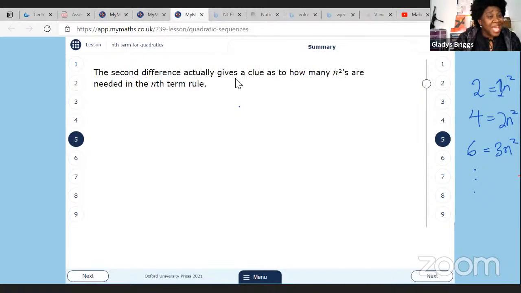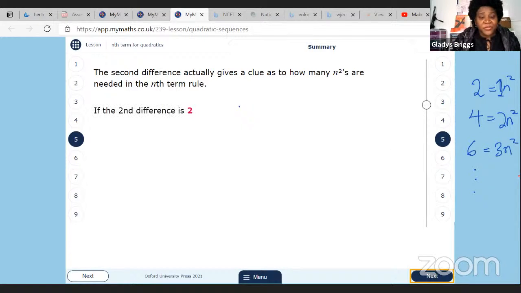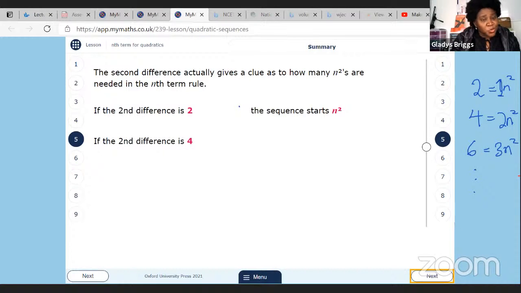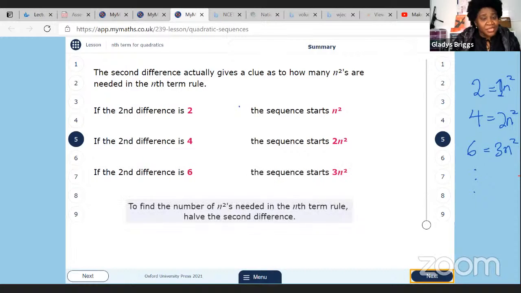Okay, the second difference actually gives a clue as to how many n squares are needed in the nth term. Yeah, so if the second difference is 2, the sequence starts with n squared. If it's 4, then it's 2n squared. If it is 6, then it is 3n squared, and so on.